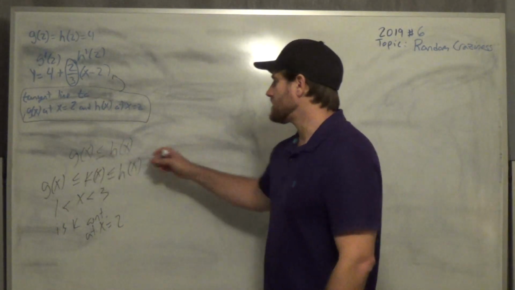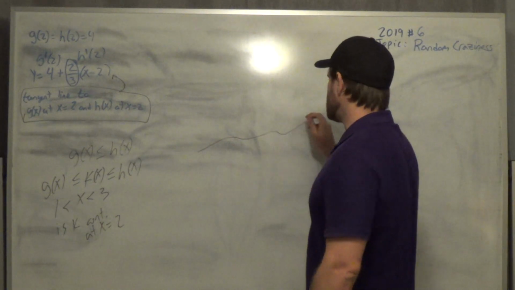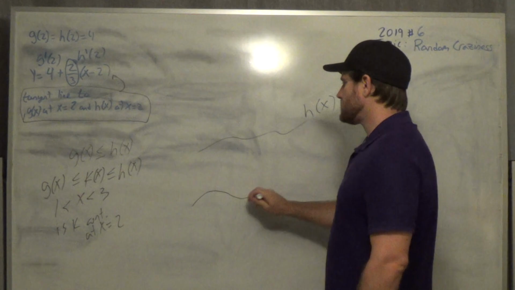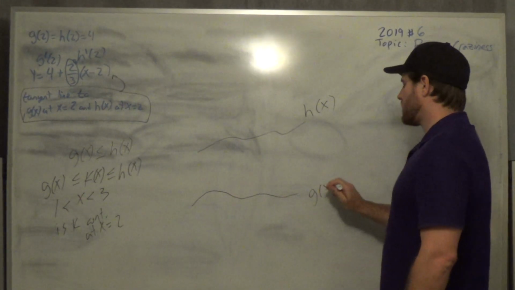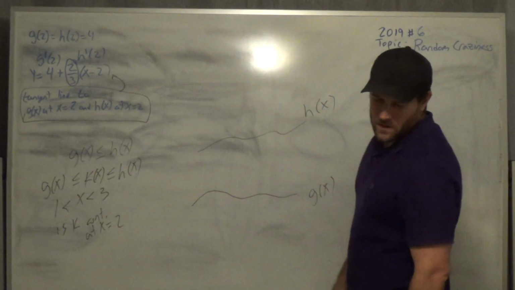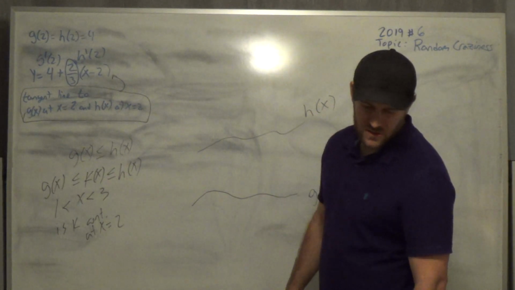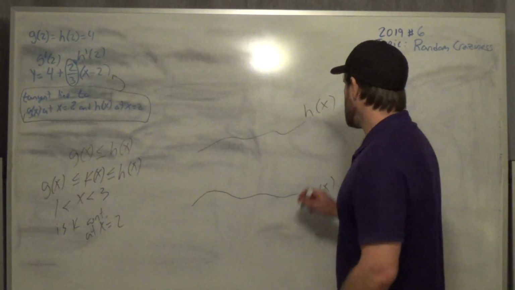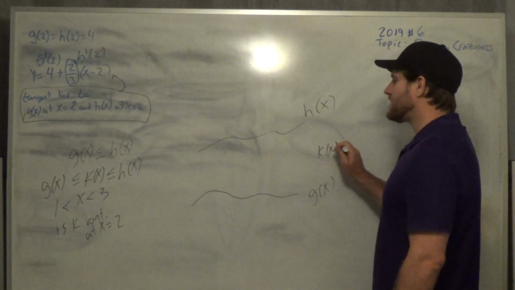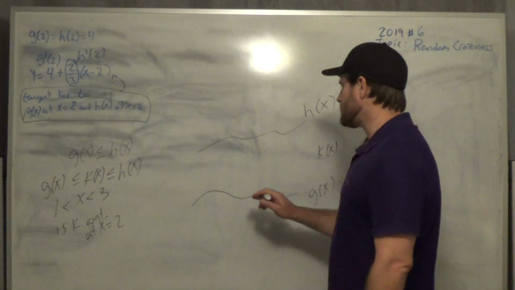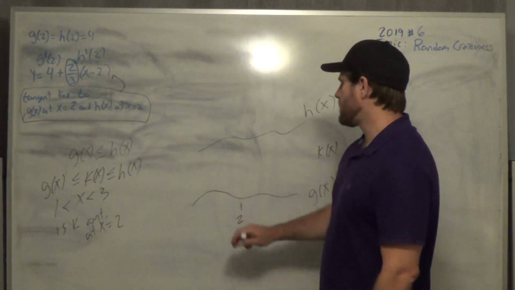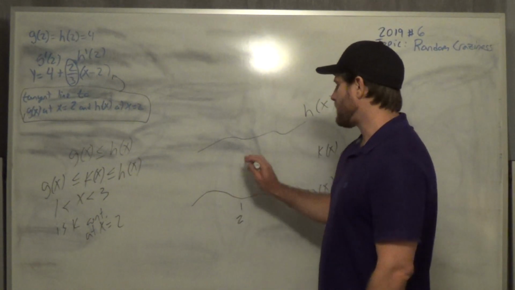If g of x is less than h of x, so here's h of x, we have no clue what it looks like, and here is g of x. Now, basically, k is a function that is always between them. Now, if it's always between them, that means it always exists. But just because k of x is between them and it always exists doesn't mean it's continuous at 2. So let's say this is at 2 right here, okay?